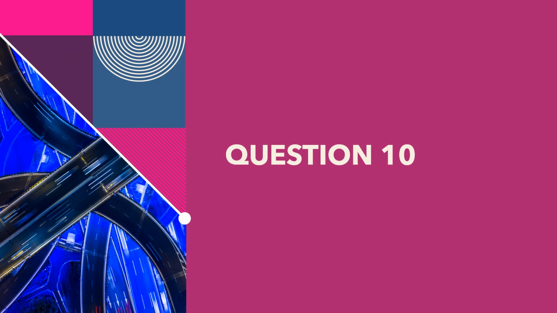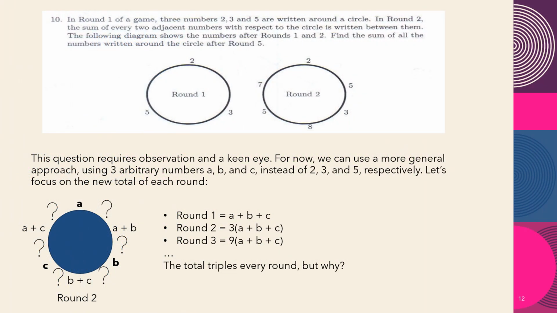All right, so I'm at the final question for my part. Question 10. In one game, three numbers 2, 3, and 5 are written around a circle. In round 2, the sum of every two adjacent numbers with respect to the circle is written between them. The following diagram shows the numbers after rounds 1 and 2. Find the sum of all the numbers written around the circle after round 5.